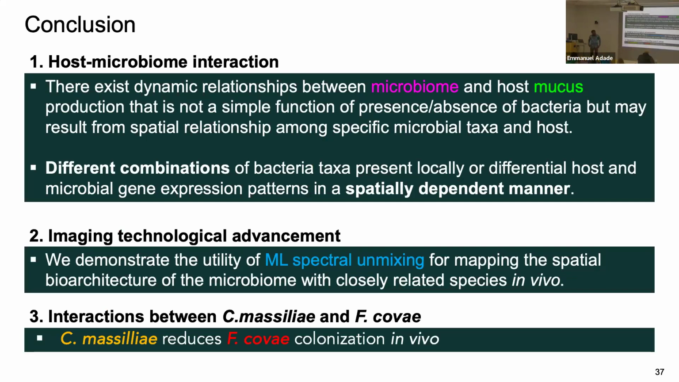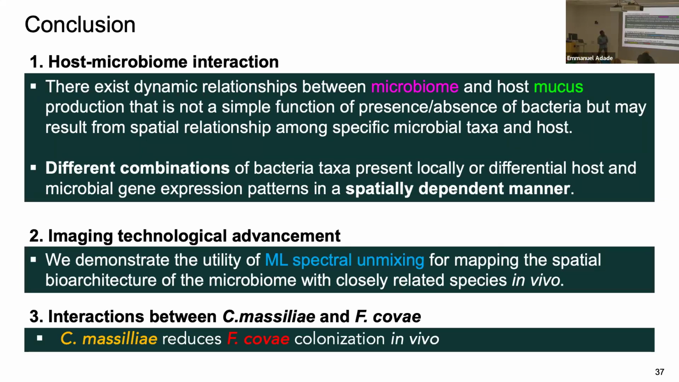So to conclude my talk, for the host microbe interaction study, we think that there is a dynamic relationship between the microbiome and the host mucus. That is not a function of presence or absence. We think that there's more to that. We think that there's a spatial relationship among specific taxa that drive a spatially graded host response, in this case mucus, and drives differential gene expression along the GI of the gut.